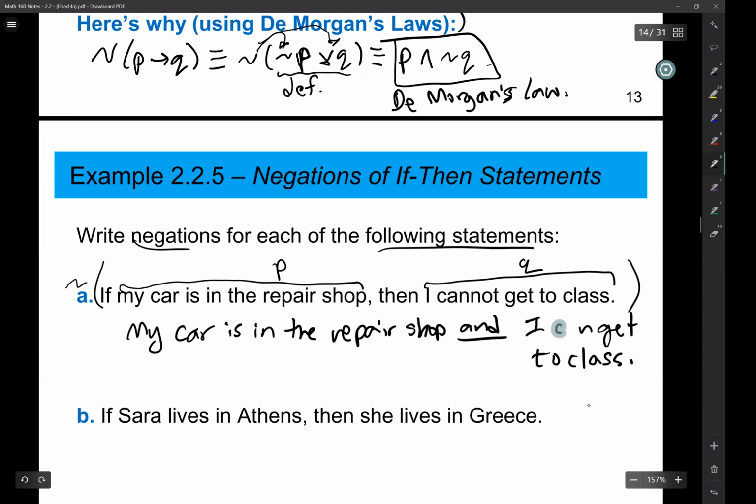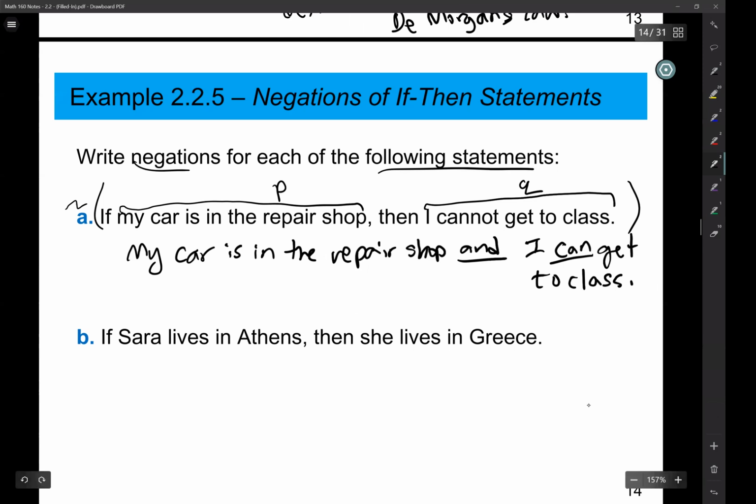It's a really sloppy can. So, and I can get to class. Okay. So again, it flips it there because it has to negate the last one. Okay. And same deal here.